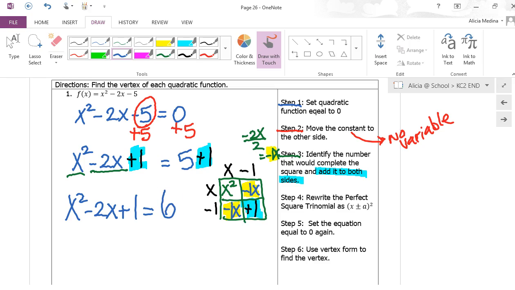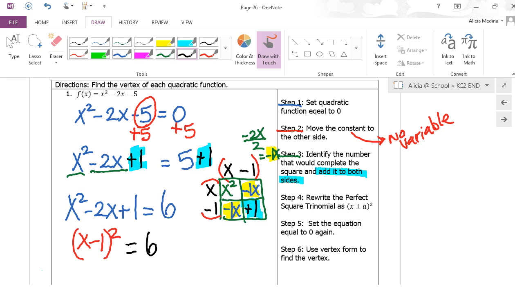Step 4, rewrite the perfect square trinomial as x plus or minus a, squared. So that is just taking whatever we had on each side of our Punnett square, x minus 1, x minus 1, and rewriting it. There were 2 of them. It was a square. They had the same side. So I'm just writing x minus 1 squared equals 6.